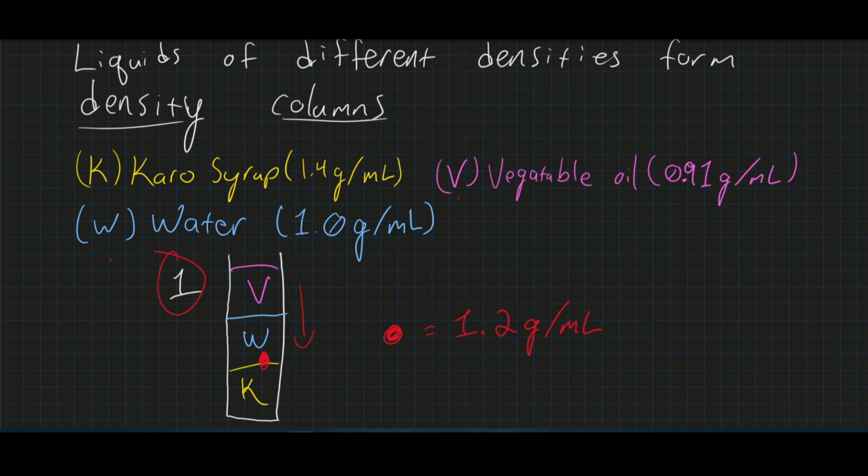If you had a green block with a density of 0.95 grams per milliliter, it has a higher density than vegetable oil but a lower density than water, so that could float in between those two. So this can give you a comparative idea of different densities.